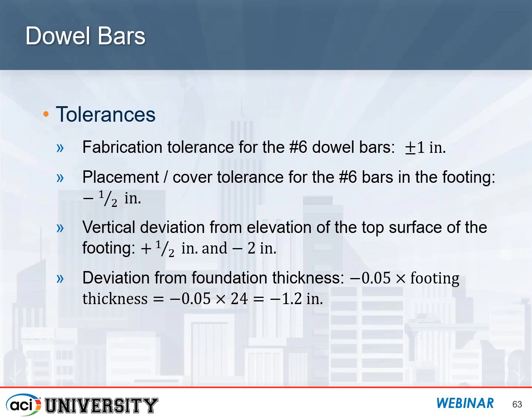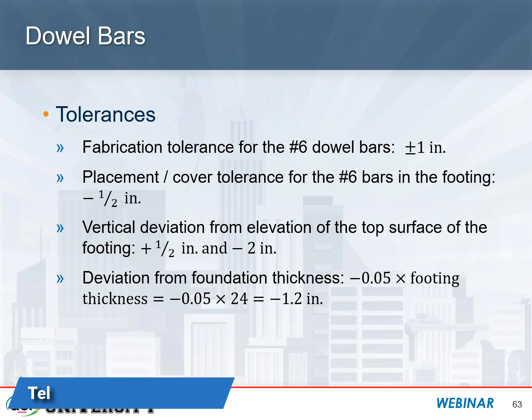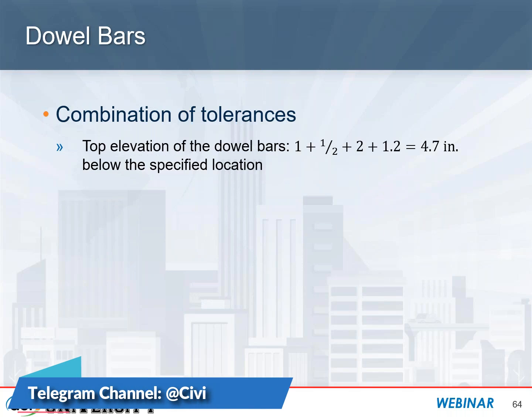from the foundation thickness. And that's prescribed in ACI 117 as 5% of the footing thickness for a footing of this size. So that's another 1.5 inches. I'm sorry, a 1.2 inch deviation that we need to consider. So when you combine all of those tolerances, the top elevation of the dowel bars can be as much as 4.7 inches below the specified location.